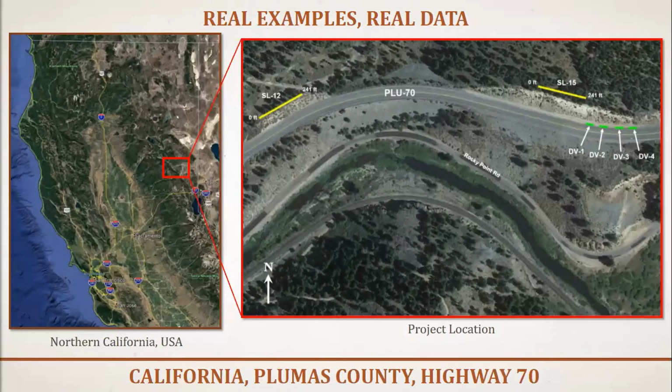Here we have a project in Plumas County, California along Highway 70. We were tasked with determining the velocity structure using several lines for slope stability and rippability, to aid in proposed slope adjustments and curve corrections. So let's focus on line SL12, which is on the west side of the rightmost aerial image. Both this line as well as SL15 were located on the road cuts above Highway 70.